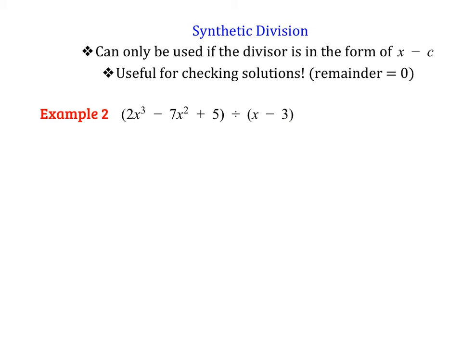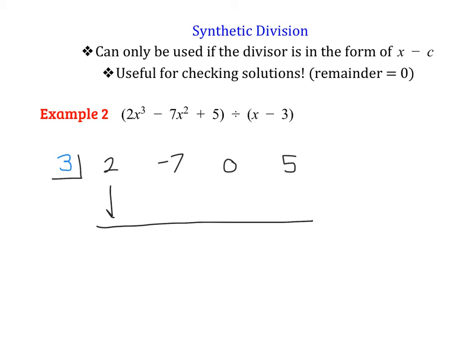The setup is a little bit funky. First I start with a little box, and in this box I put what the zero of this factor would be. Since the factor is x minus 3, my zero would be positive 3. Then next to my box, I'm going to list the coefficients of each term in descending order. Again, you need to watch for missing terms. I have 2 as the coefficient of x cubed, negative 7 as the coefficient of x squared. I'm missing my x term, so I need a 0, and then my constant is 5. Then leave a space here, and draw a line, and this is where we start the process.